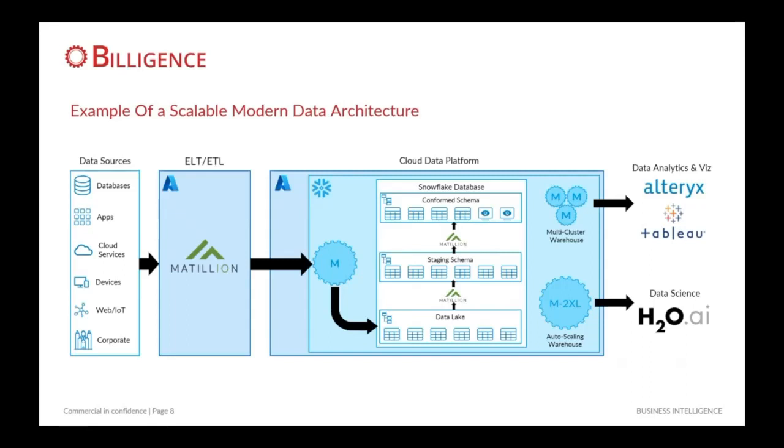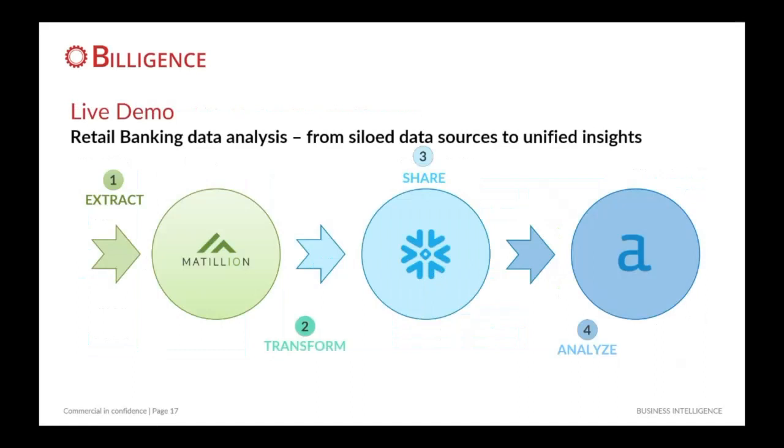And so this is our example of a scalable modern architecture, and we're going to look at three pieces of the puzzle that we see here in front of us today in more detail, which is Matillion, Snowflake, and Alteryx. Let's jump into it. Let's have a look at those tools and click through them to see how it actually works. For that, I have a demo ready for you.